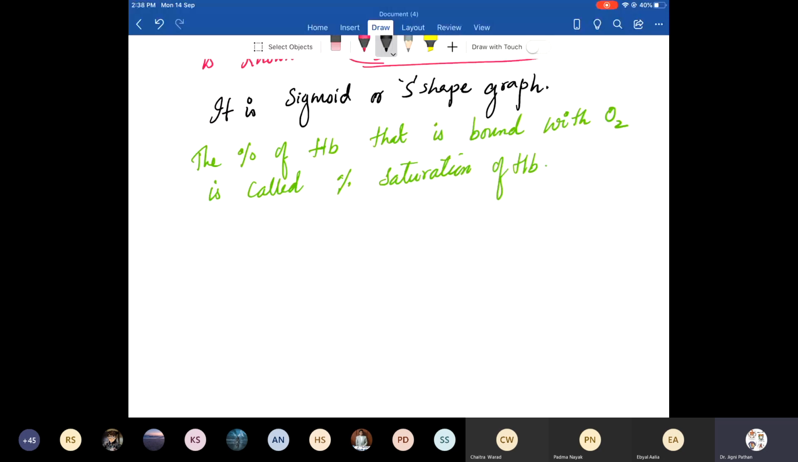Okay. Let us draw this graph, everyone. A question will be from here. Important.